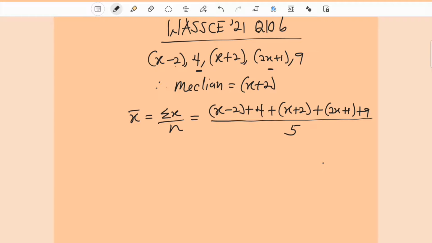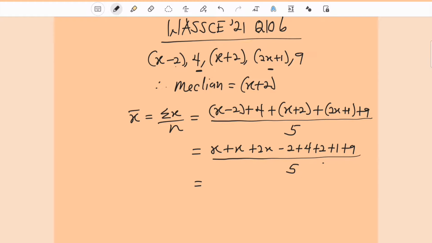After that, you break it down. Here I'll group the x terms: x, another x, and 2x, and I also have negative 2 plus 4 plus 2 plus 1 plus 9, all over 5.